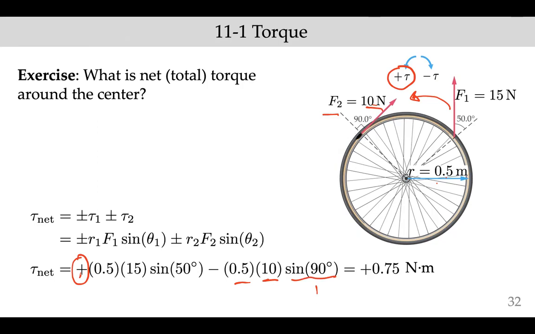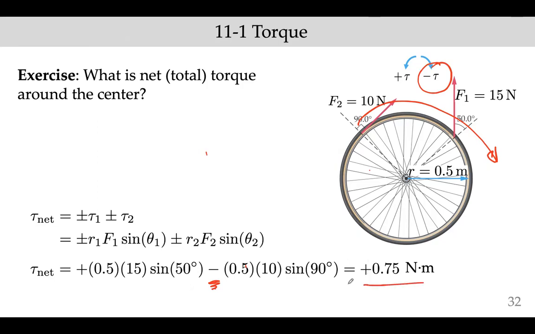Now, is it positive or negative? Well, this force would try to turn the wheel in this direction, and that direction is clockwise. So that's why it contributes a negative sign here. So if you do this algebra, you find the torque to be 0.75 Newton meter. And the resulting, or the net torque, is positive. That means this wheel will turn in the positive direction, which is in the counterclockwise direction.